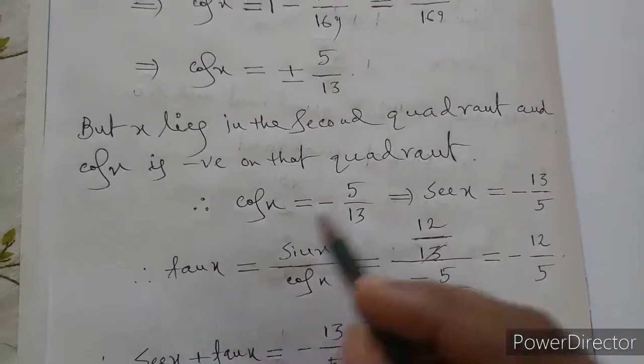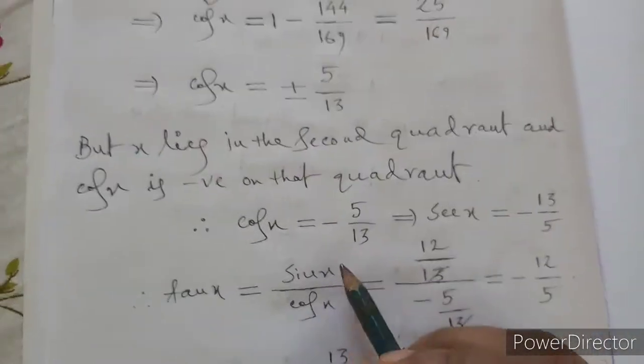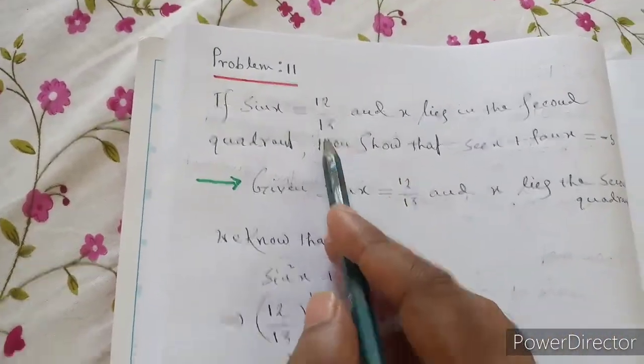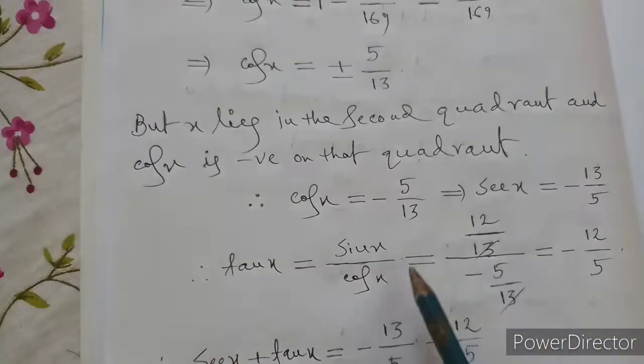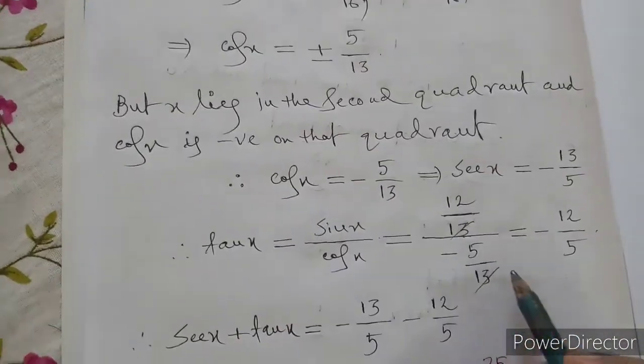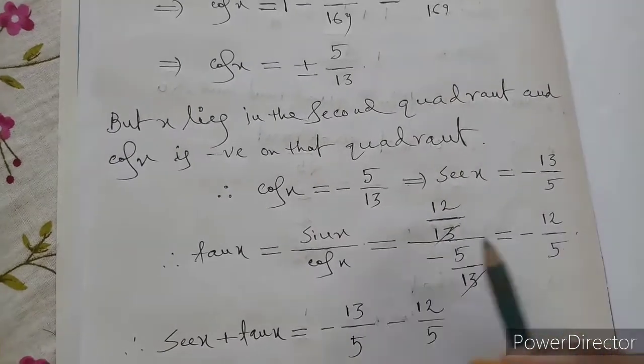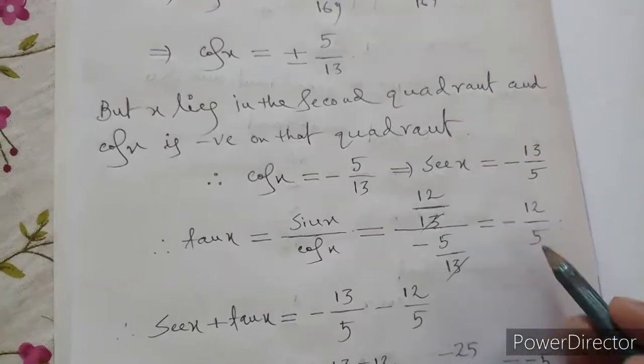Similarly, tan x equals sin x by cos x. That means the value of sin x is what? It is given in the question, 12 by 13. Put it, 12 by 13, and cos x equal to minus 5 by 13, put it. 13 cancel out. So minus 12 by 5. The value of tan x is minus 12 by 5.